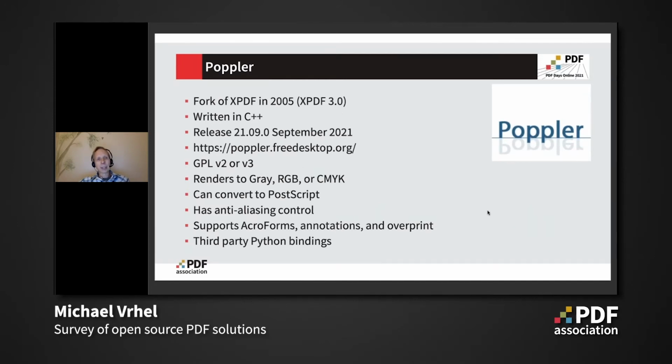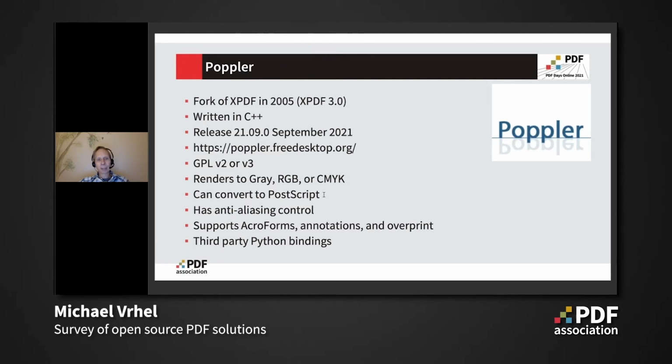Poppler is interesting in that it was a fork off of the Xpdf code back in 2005. So from Xpdf version 3.0, similar to the Xpdf code, obviously then it's written in C++. The most recent release is back in this past month. The code and information is available at poppler.freedesktop.org. It uses a GPL licensing and renders gray, RGB and does do CMYK.